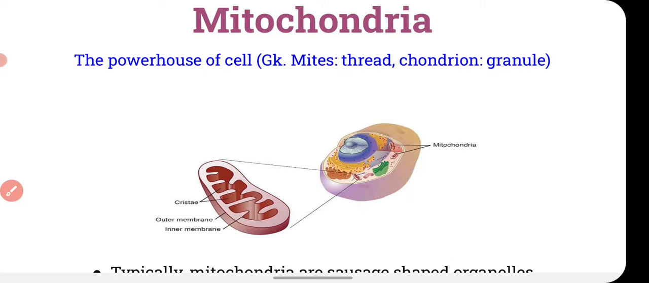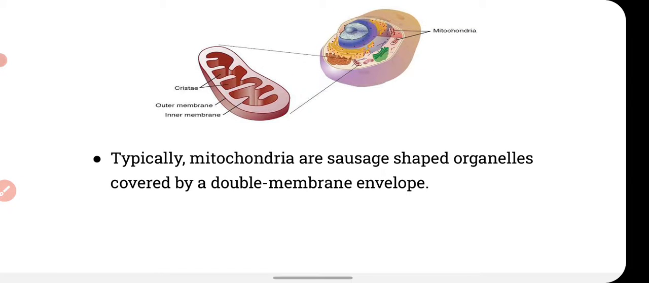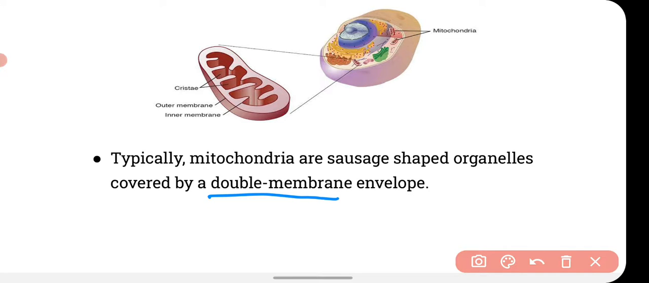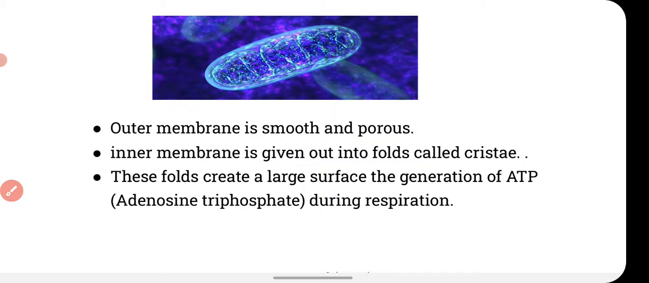And first of all, we will see that the shape of the mitochondria is saucer shape, and it is a double membranous organelle, means it is made up of double membrane. The outer membrane is smooth and porous, while the inner membrane is given out into folds called cristae.